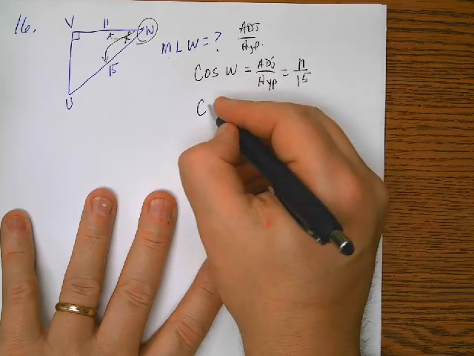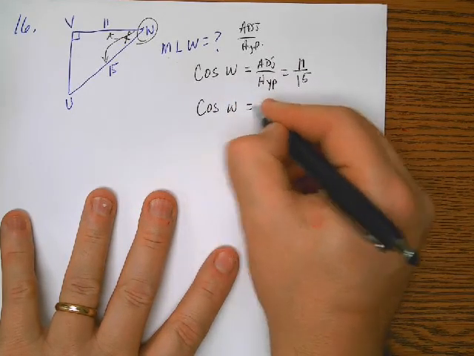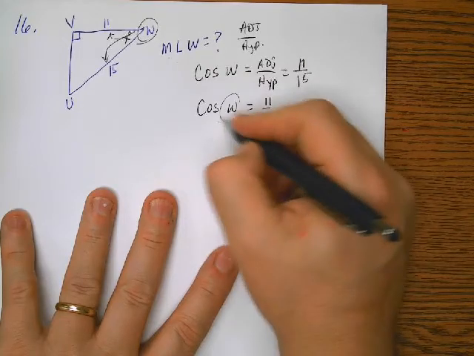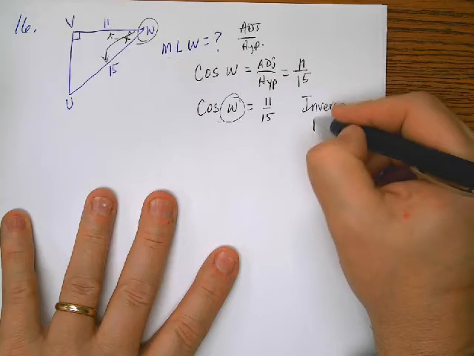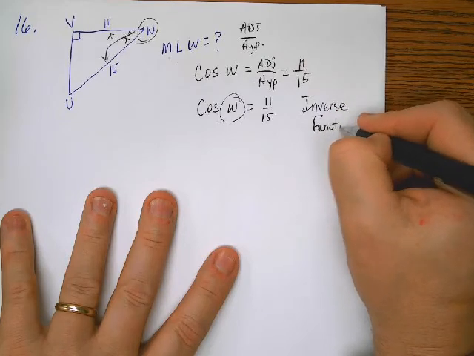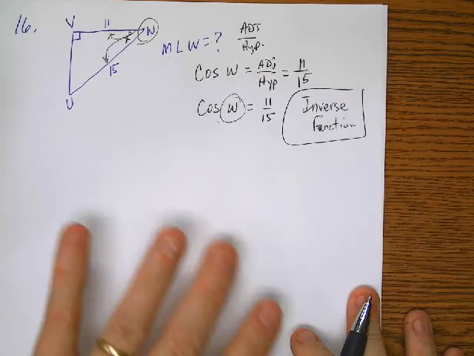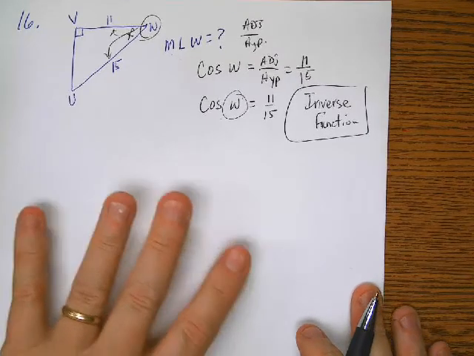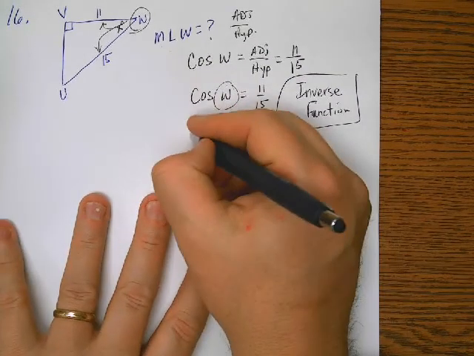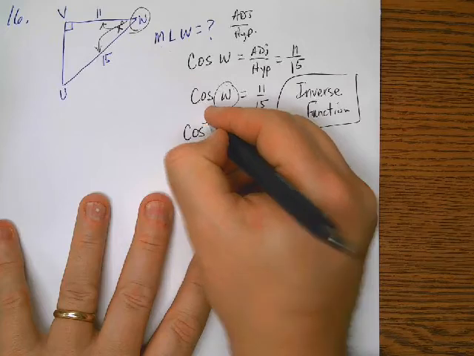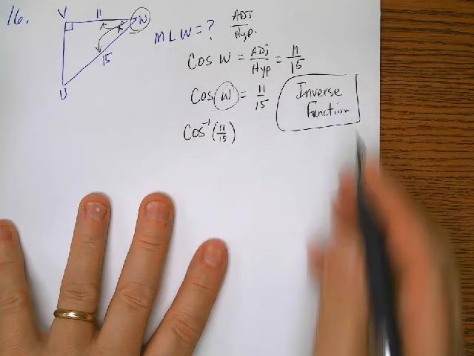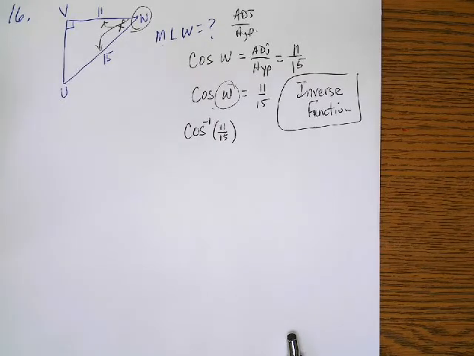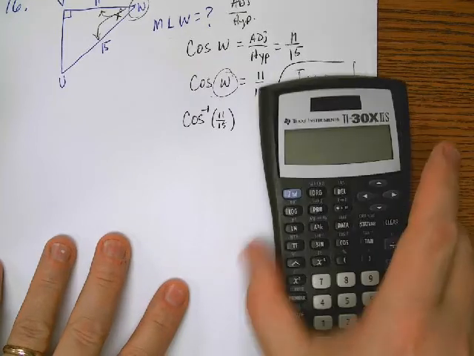Okay, so let me rewrite that. The cosine of W is 11 over 15. Whenever we're finding the measure of an angle, a quick reminder, we always want to use the inverse function on our calculator. What's that look like? Well, then it would look like this. The cosine to the -1 of 11 over 15. Remember that? We did it for tangent, but it's still true for sine and cosine. So nothing changes for sine and cosine.